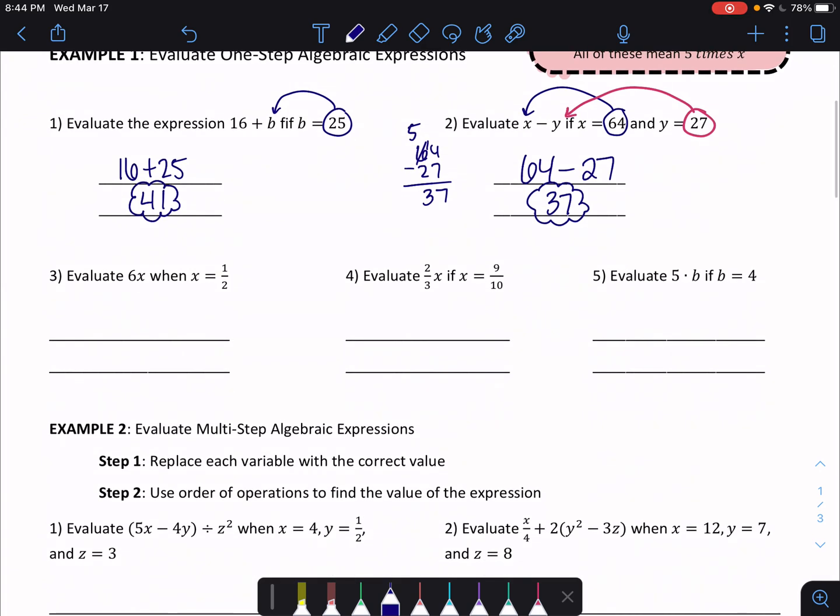Number 3 says evaluate 6x when x equals 1/2. So here we go. We're going to put 1/2 in for x. And what's going to happen when we do this is I can write it as, and I'm going to split this in half here, 6 times 1/2, which is what we're familiar with. We are used to that. Or we can write it as 6 times 1/2 in parentheses. Both of these things mean multiplication.